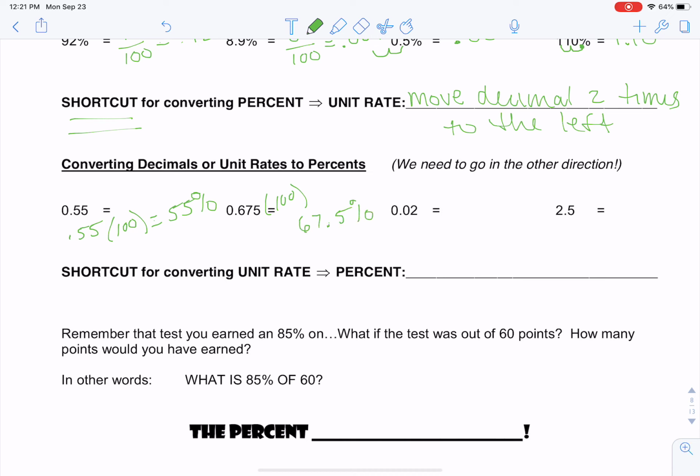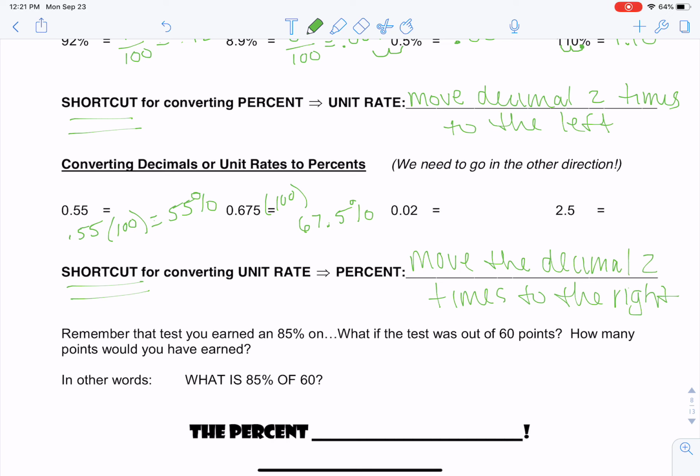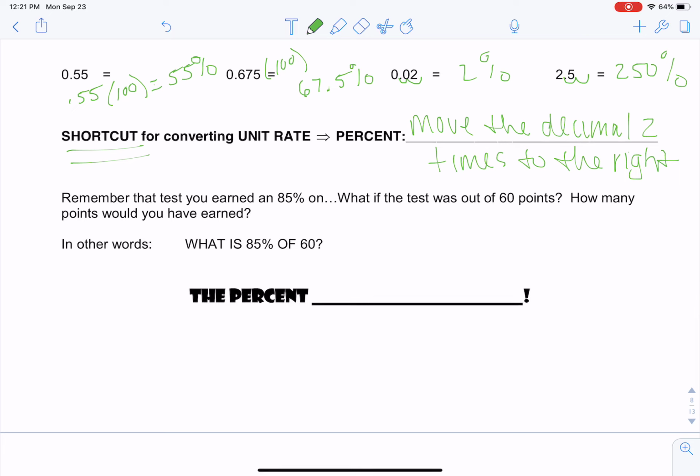I don't want to pull out my calculator, so a shortcut in order to do this, I'm just going to go the other way. So I'm going to move the decimal 2 times, but to the right this time. Okay, so do that with the last two. Easy peasy, move it 2 times to the right, 2%, drop those zeros in front, 1, 2. I've got to add a 0 if it goes to the back. Okay? All right, so let's go back to that 85%.